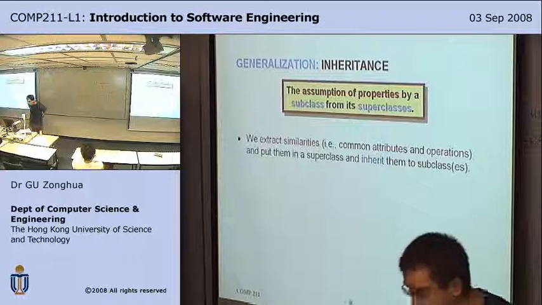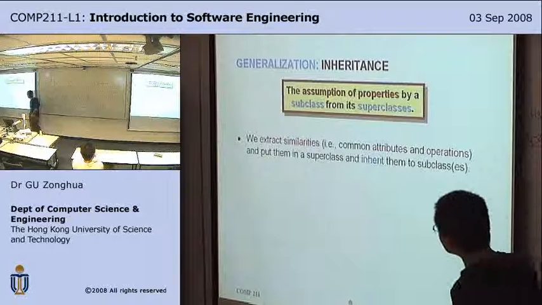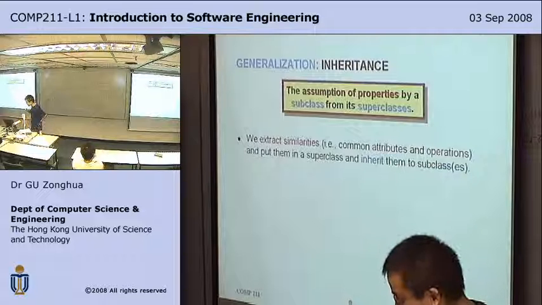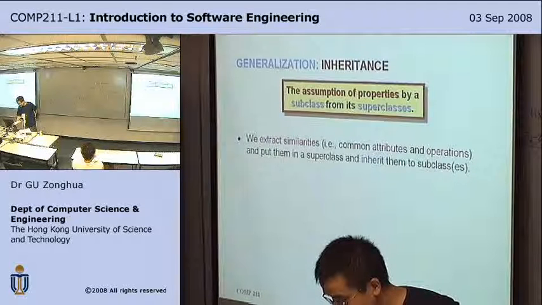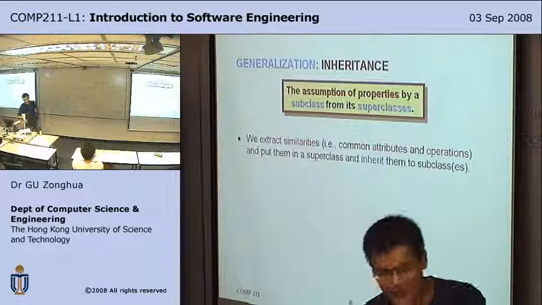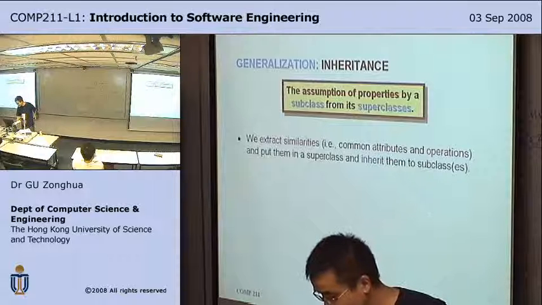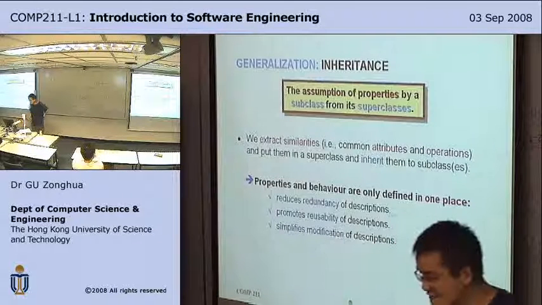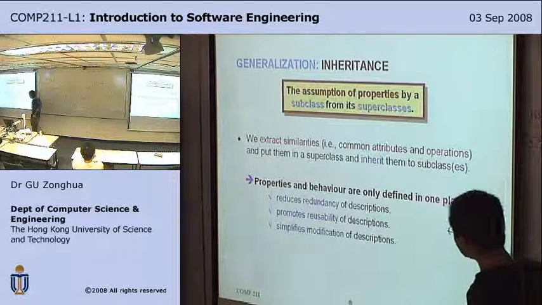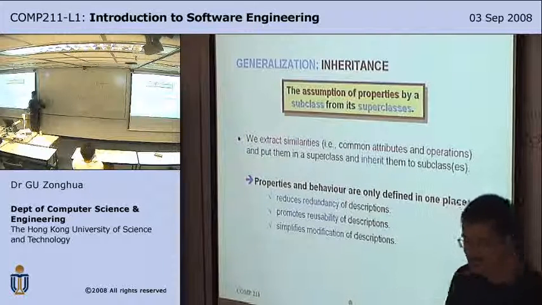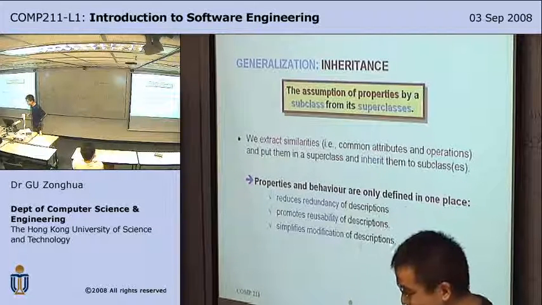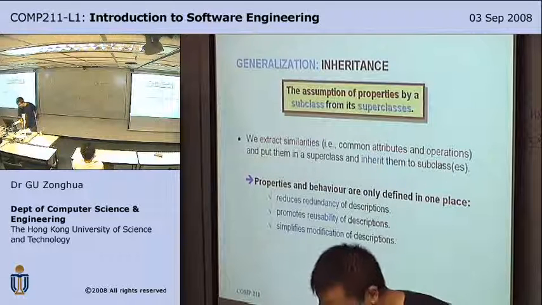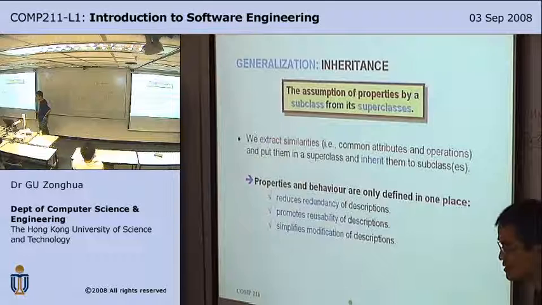So we extract common attributes and operations and put them in a superclass and inherit them to subclasses. Therefore, you reduce redundancy in your class diagram by having this common superclass. The benefit is that properties and behavior are only defined in one place, that is in the superclass. You reduce redundancy of descriptions, promote reusability, and simplify modification of descriptions.